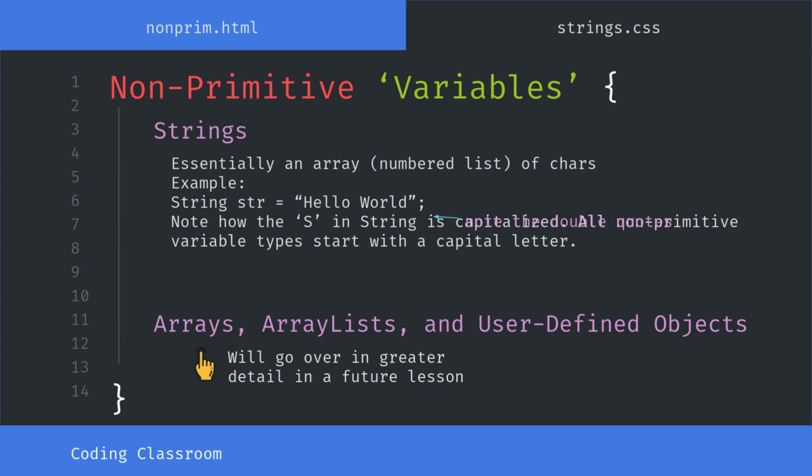Non-primitive variables are more flexible than primitive ones because they can store larger amounts of data and can perform more complex operations. You'll often use these types when working with data structures, objects, or collections. We'll explore more about strings, arrays, and other non-primitive types in future lessons.